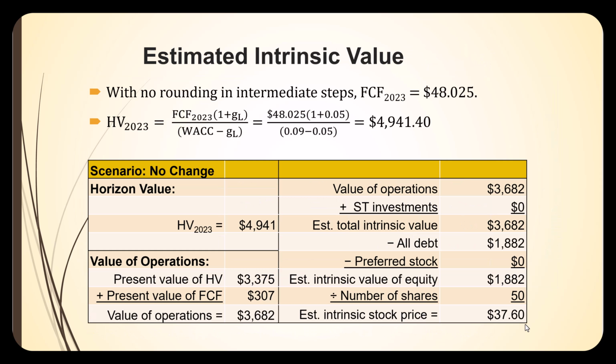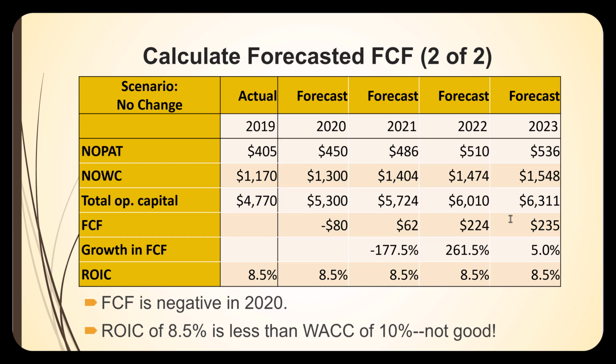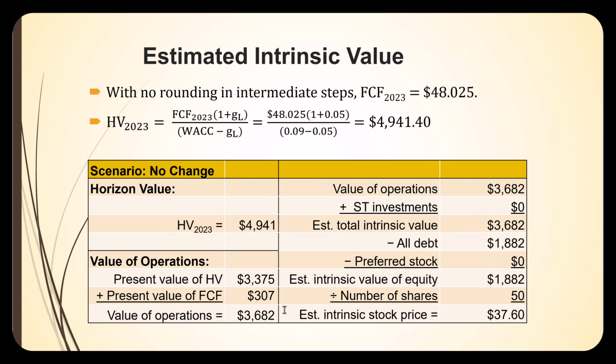So what is the estimated value today based on these cash flows? If you remember the basic format, what we want to find is this horizon value in 2023. We expect that to be $4,941. We need to find the present value of that. We find the present value of these other free cash flows, right? The value of operations is roughly $3,682 today.